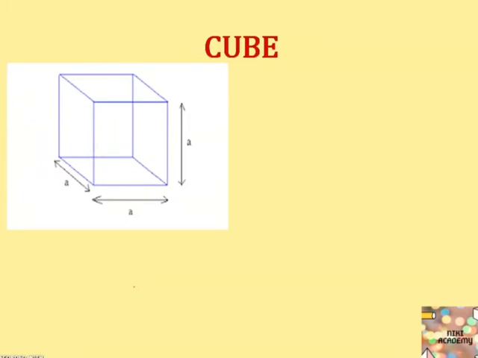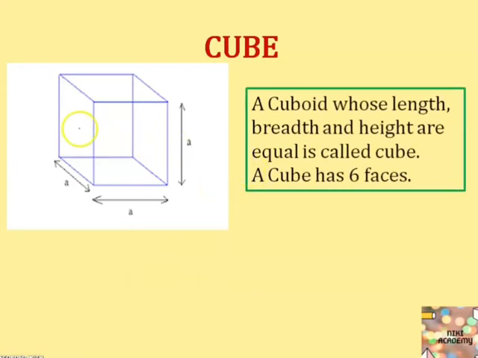Next one we are going to see is the cube. A cuboid whose length, breadth and height are equal is called a cube. A cube also has six faces. See here, in the cuboid we have length, breadth and height, and the measurements of the parallel sides are equal. Here all the sides are equal measurements. So you have six faces here, and the six side measurements are the same. If one side is 1 centimeter, all the six sides will be equal to 1 centimeter respectively.